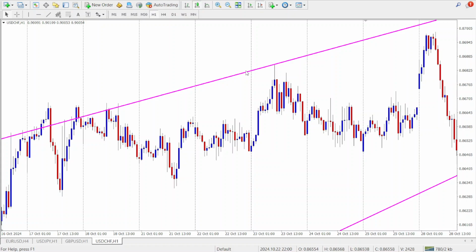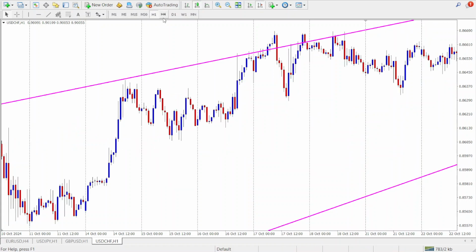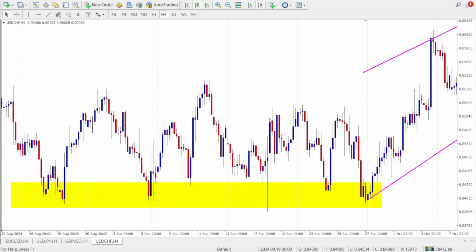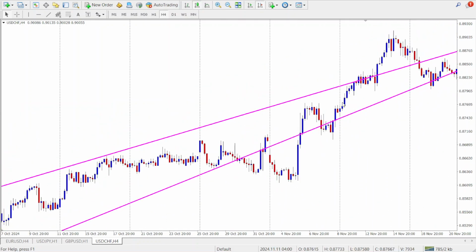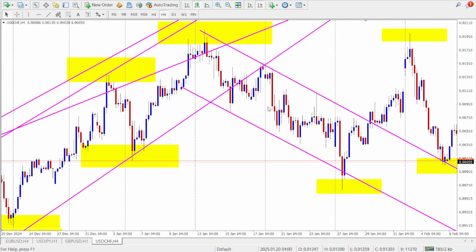And then do not force trades at order blocks. Just because price reaches an order block does not mean that it will reverse immediately. Okay, so always wait for confirmation.